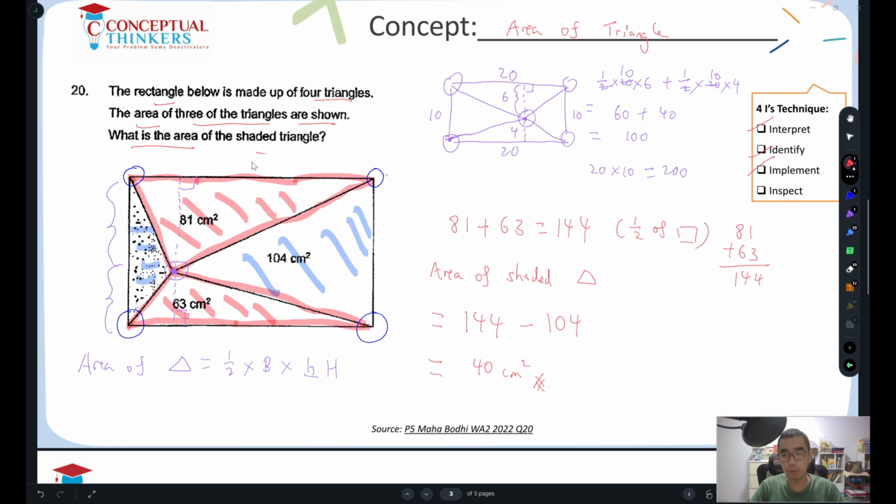And lastly, when it comes to inspection, you have to ensure that you are using the numbers correctly, you are adding them up correctly, and you don't make any transfer error. Remember to put in your units. So that's all for this question.